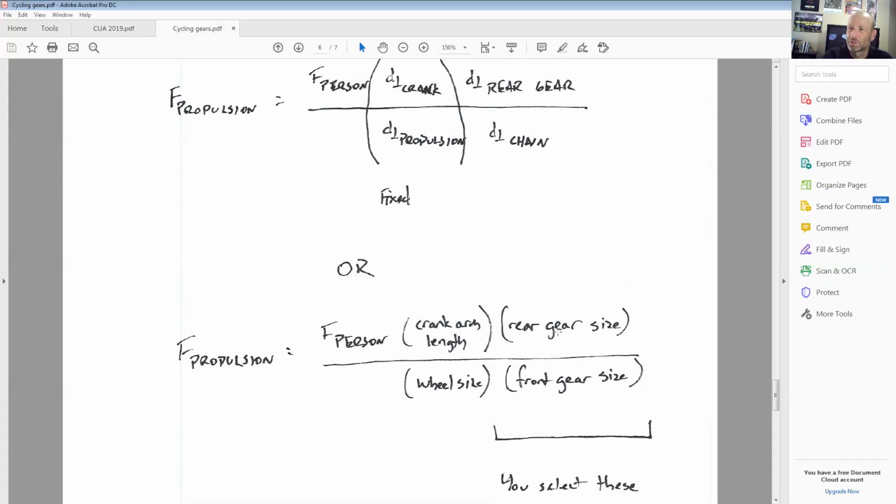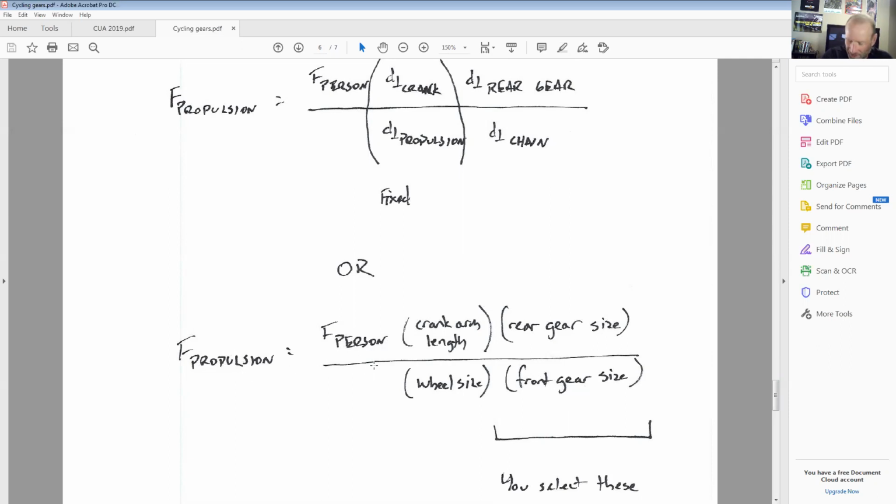So if my rear gear is the same size as my front gear, then whatever force I'm generating as the cyclist is going to translate to propulsion force. So if I'm riding uphill, if I'm mountain biking and have lots of difficult terrain to get over, or if I'm trying to start from a stop position, I want my rear gear to be the same size as my front gear. That way, whatever force I'm pushing on the pedal is going to be translated to pushing the bike forward.